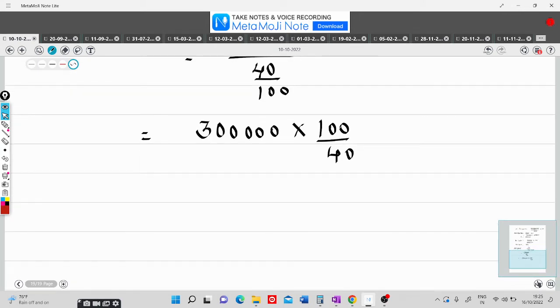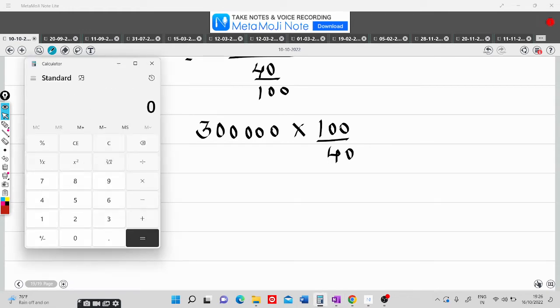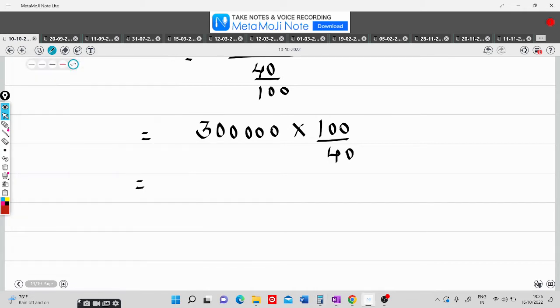Solving this, we get 3 lakh into 100 divided by 40. It is 7,50,000 rupees. 7,50,000 is the break-even sales.